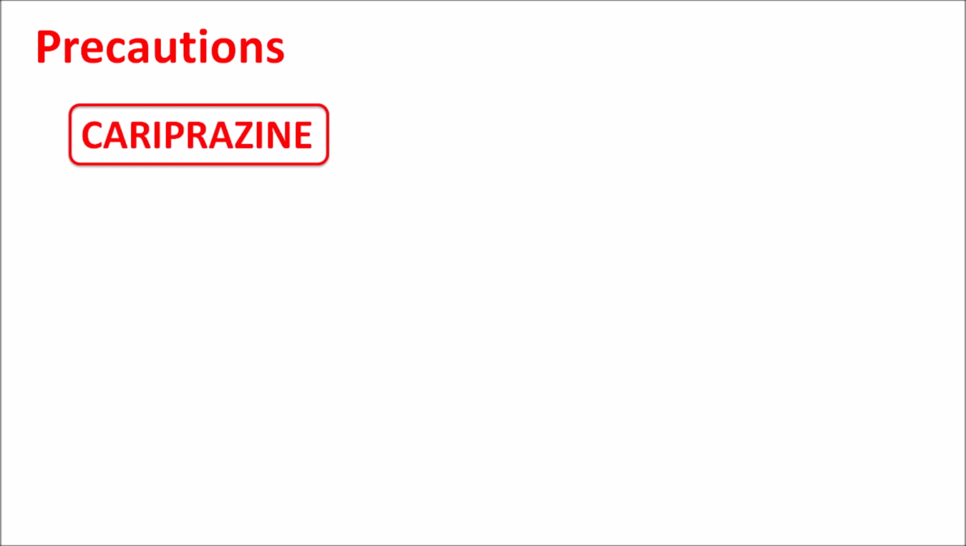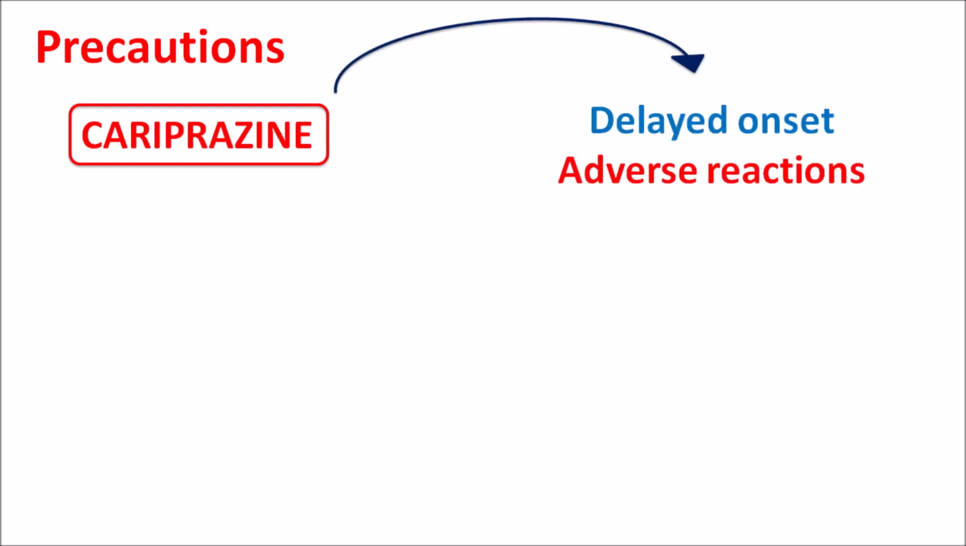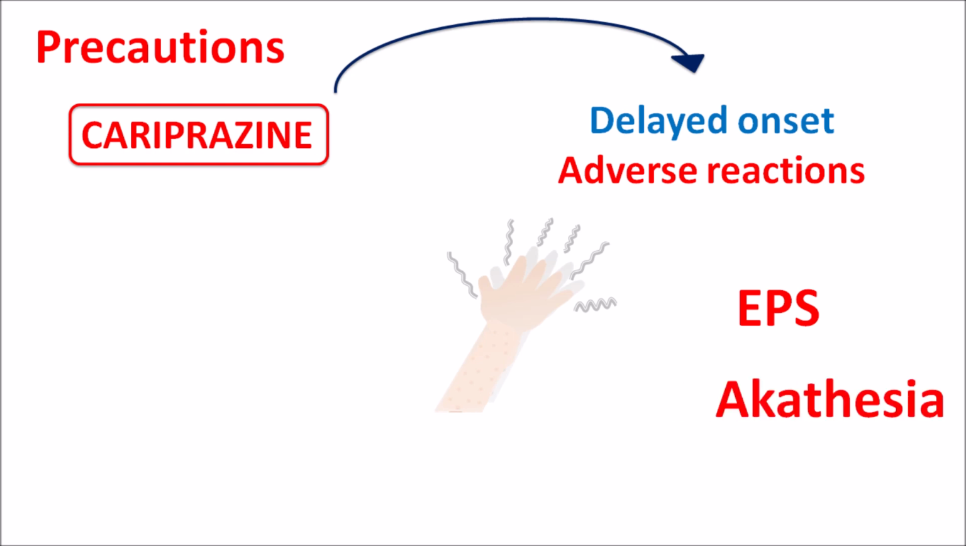What are the precautions? One of the important precautions of cariprazine is that this drug can produce some delayed onset adverse reactions. Particularly, this drug can increase the extrapyramidal side effects after chronic use, and it can also produce some akathisia, restlessness. These are observed after a few months of treatment, which should be carefully monitored. And these side effects may be mainly attributed to the metabolites of cariprazine that are accumulated within the body.